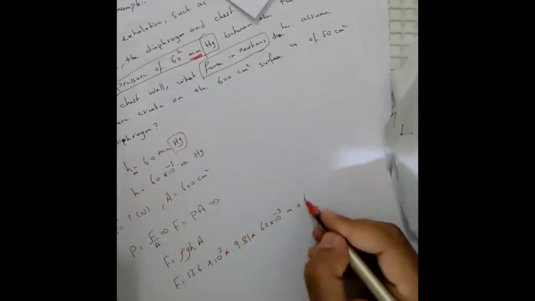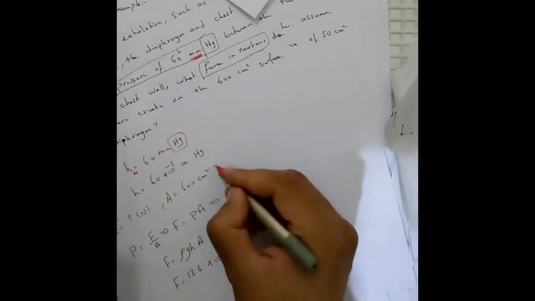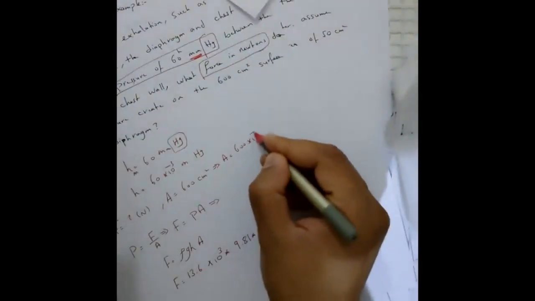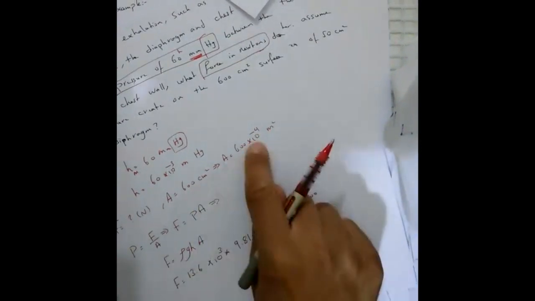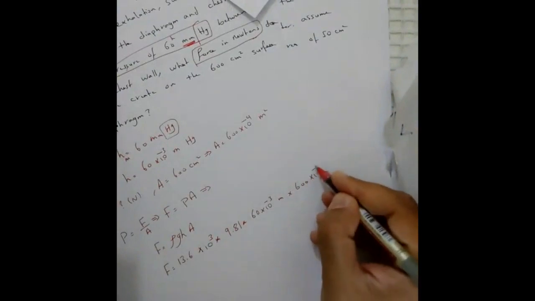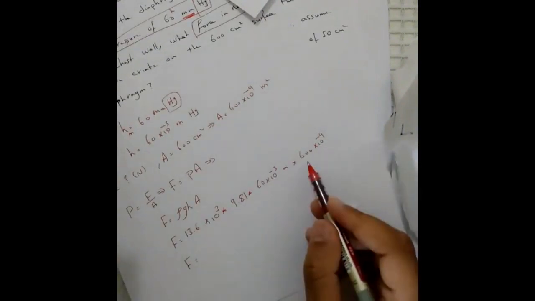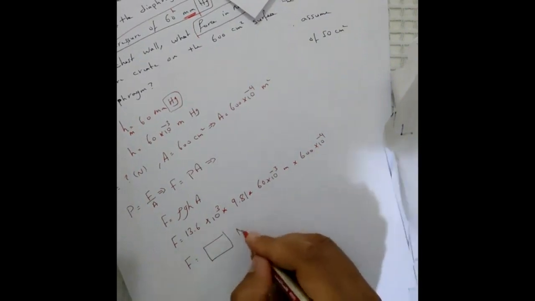After that, the last one is A, which is 600. Not just 600. A should be 600 times 10 to power minus 4 meter square. I should transfer it to meter square. F will be, you can multiply them all together, and the unit will be Newton.